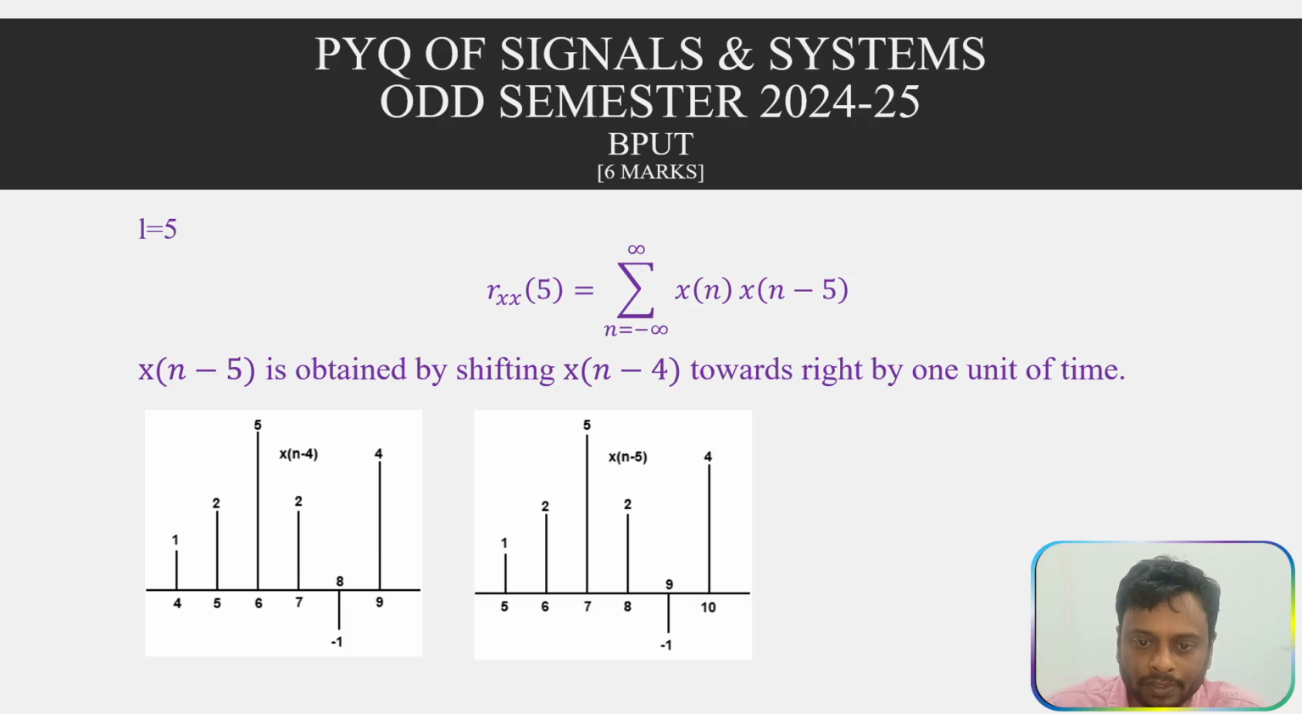Now at L equal to 5 you can draw x of n minus 5. So this is the shifting of x of n minus 4 towards the right. What are the common points? So it is 0, 1, x of n, 3, 4, 5. So the common points are this one, 5 and 5. So you can do 4 into 1. So that will be 4. Okay, that is our result at L equal to 5.